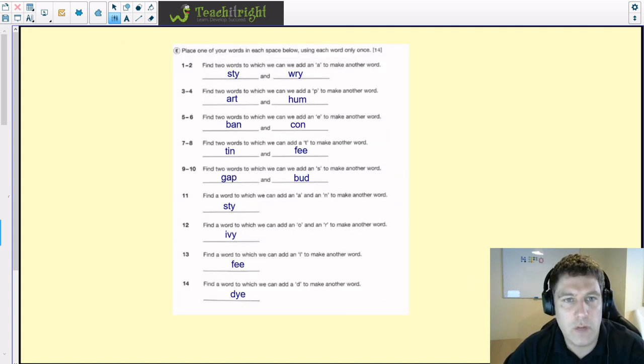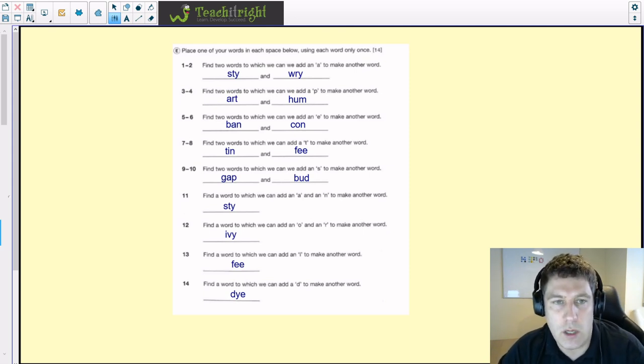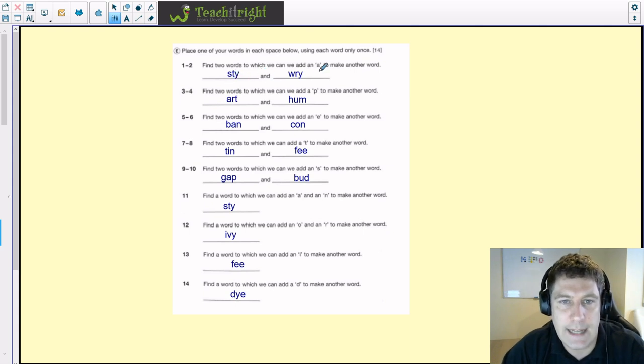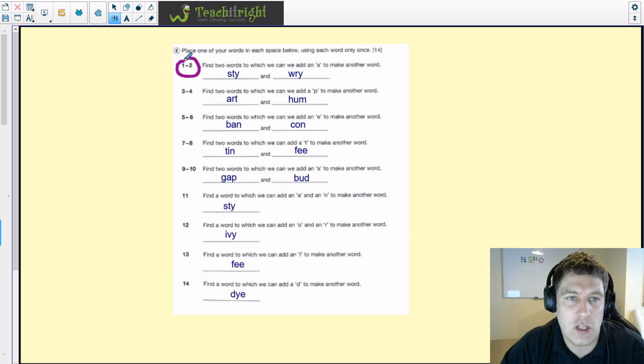We need to place one of your words, again these words come from the side, in each space below, using each word only once. So what they're saying is you can't say sty and sty. You can only use it once in each particular question. Okay, you can use it again later on. You can see, look, I've used sty there, sty there. I've also used fee, I think, twice.